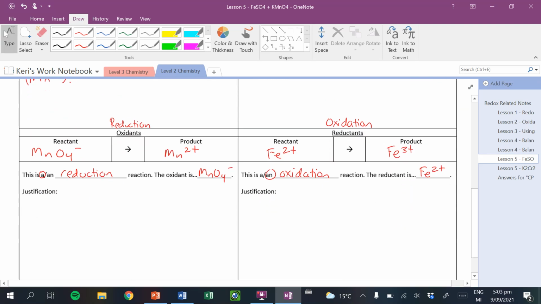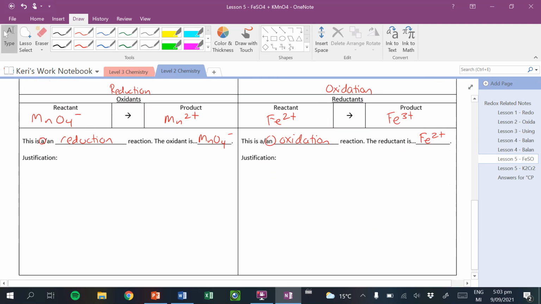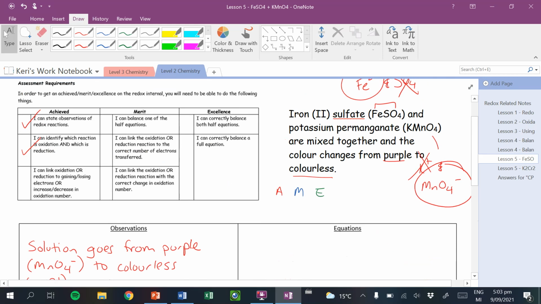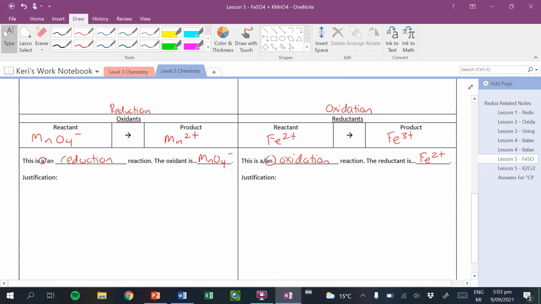So there's two different ways you can justify it. When you justify it, you can either tell me based off of the electron numbers, or you can tell me based off of the oxidation numbers. And I only need you to show me one of them, which is great. So it's an or option between these two, but obviously write them in both so that way you still get the points. So you justify this is a reduction reaction.